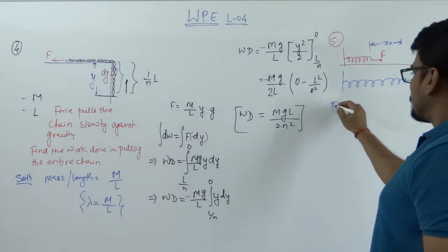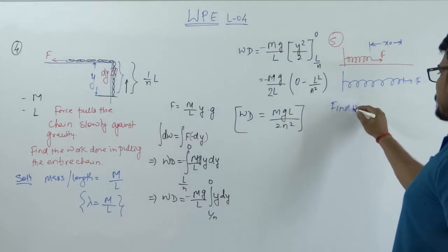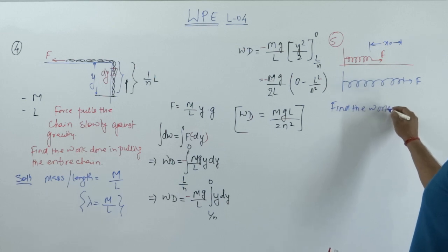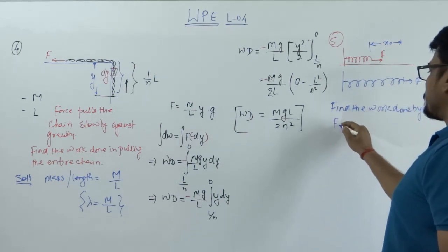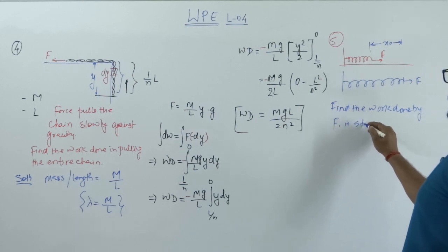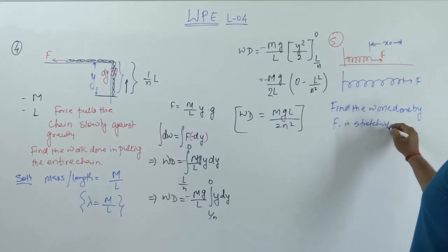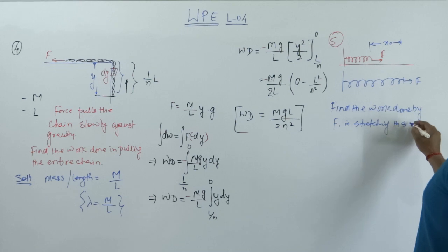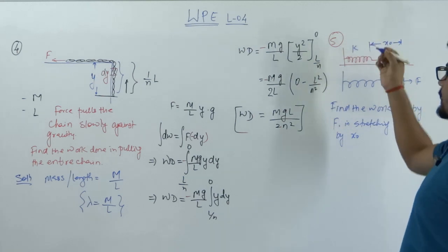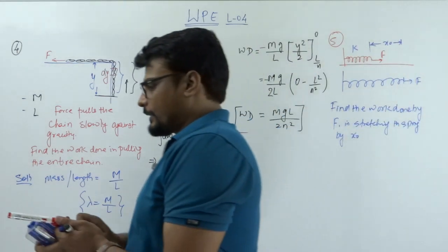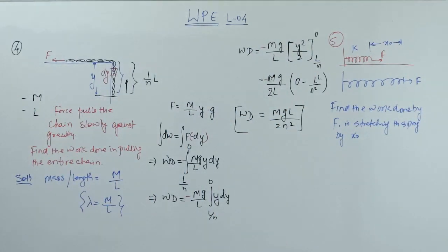The question is, find the work done. Find the work done by the force. Work done by F in stretching the spring by distance x naught. Let's suppose the spring constant is k. Spring constant is k. You guys give it a try. Meanwhile, I'm going to erase this part of the board.